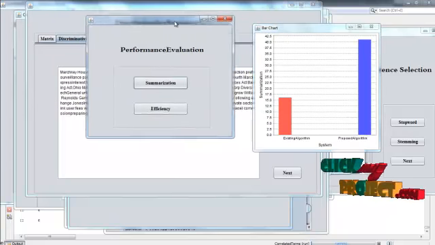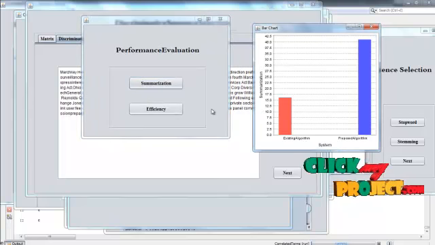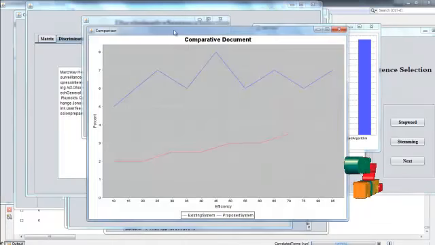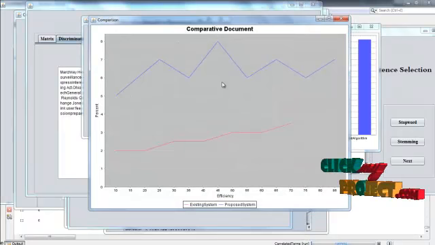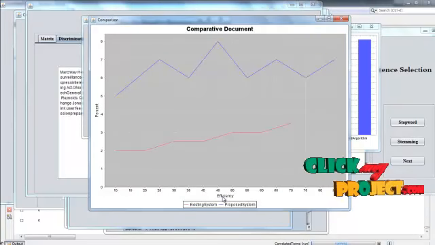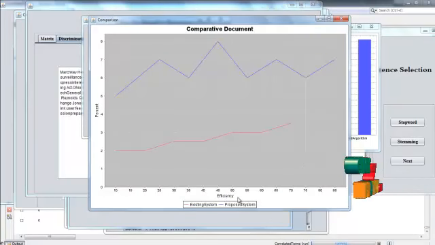Next we are going to efficiency. The blue line represents the existing system, the proposed system, and the red line represents the indicator.